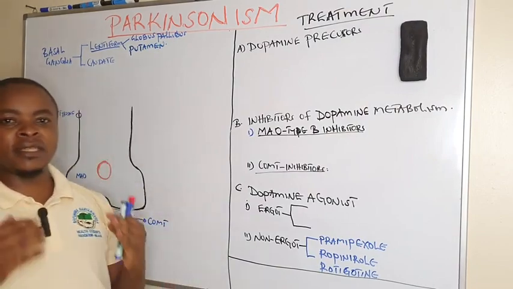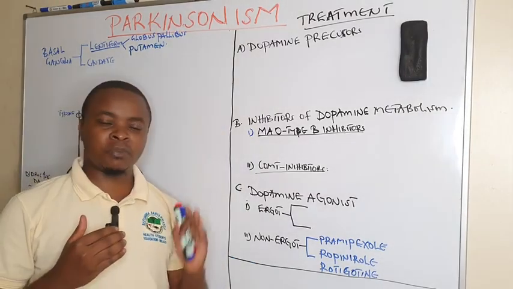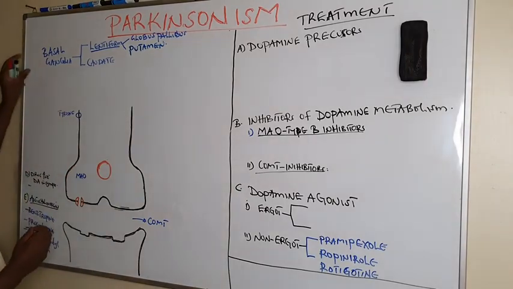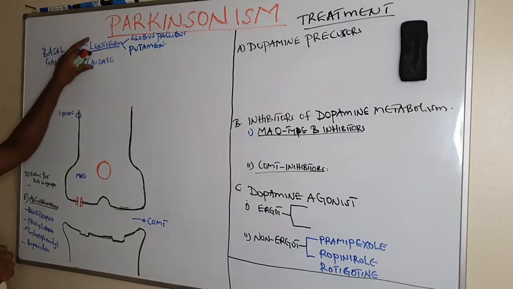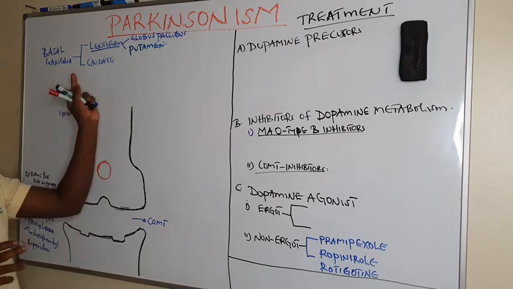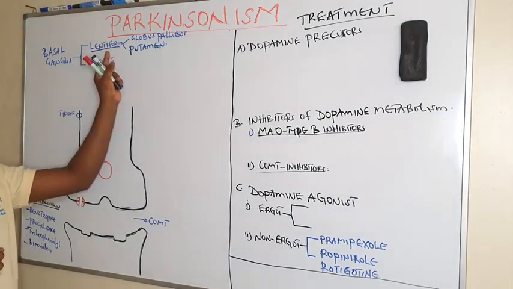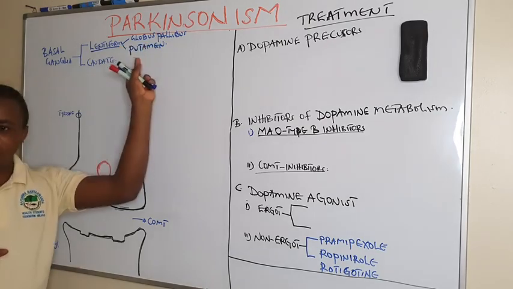So before we begin the disease, how it comes about, we have to look at the part of the brain that controls or that prevents Parkinsonism from occurring. And we're going to see that in the cerebral hemisphere of the brain, we have what we call basal ganglia. And this basal ganglia is divided into two nuclei. That is the caudate, which is tail-like, then the lentiform. And the lentiform is further divided into globus pallidus and putamen.